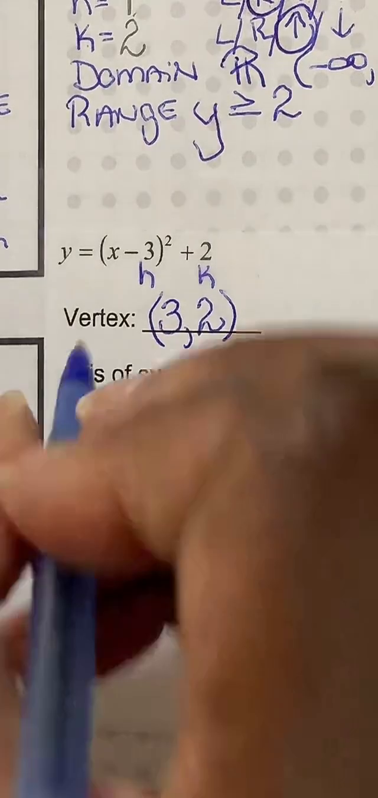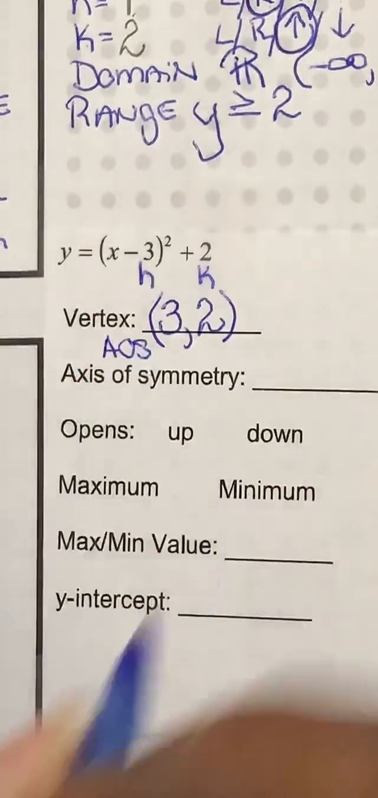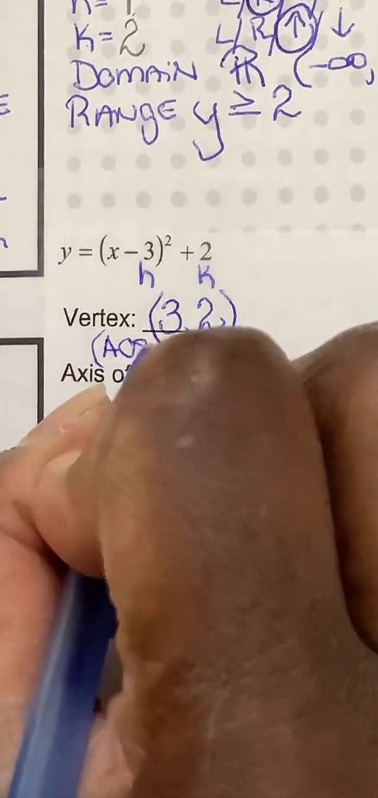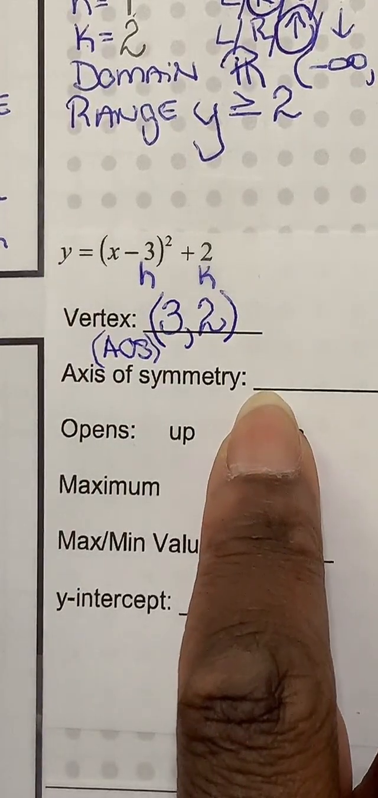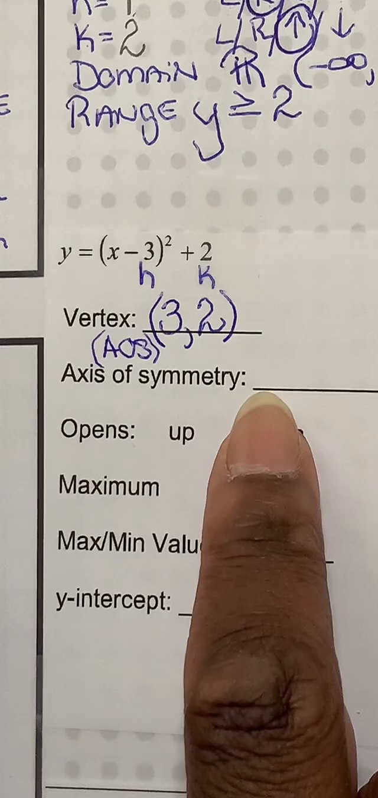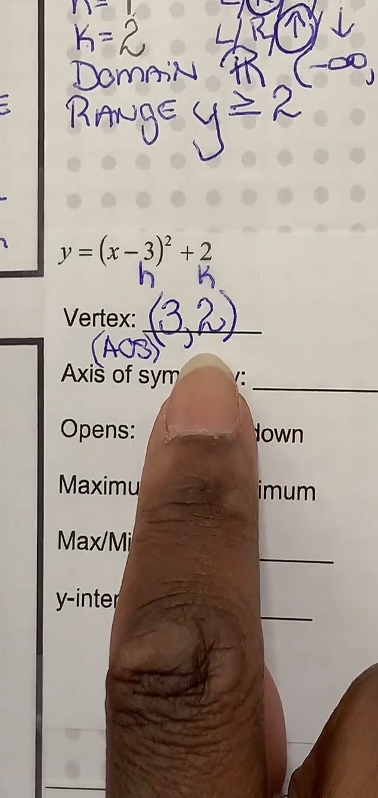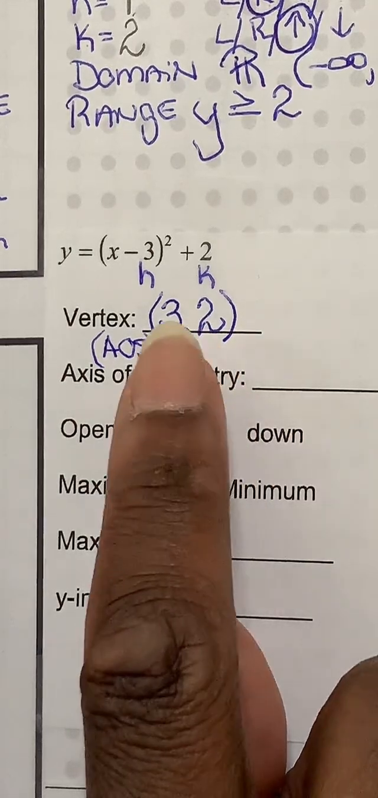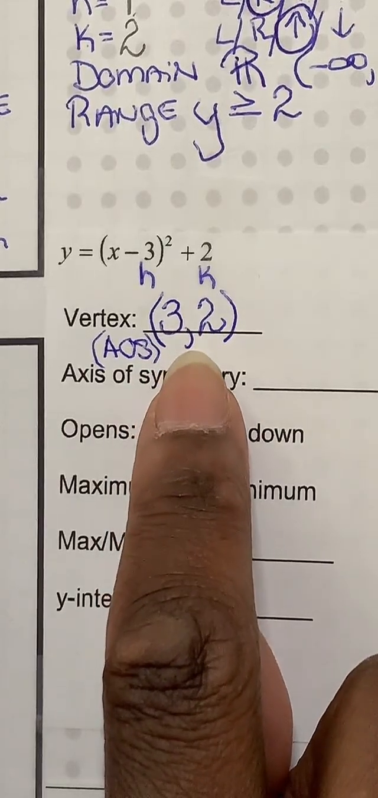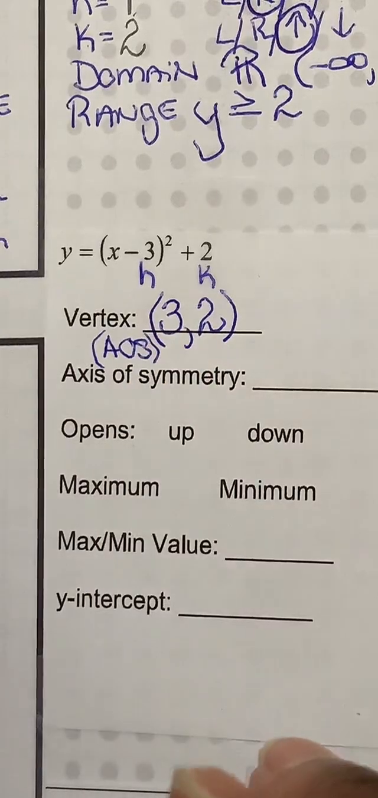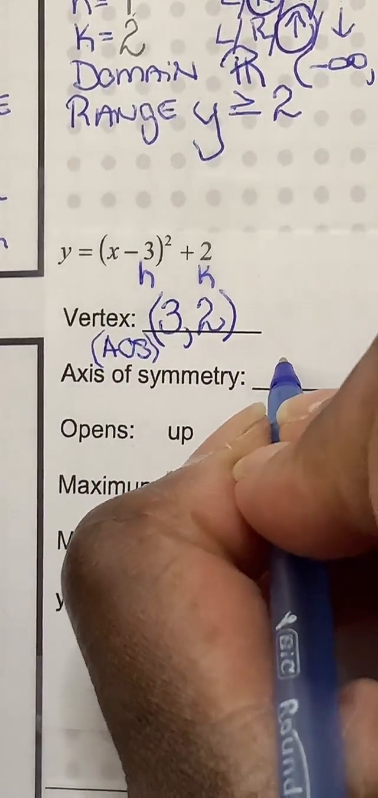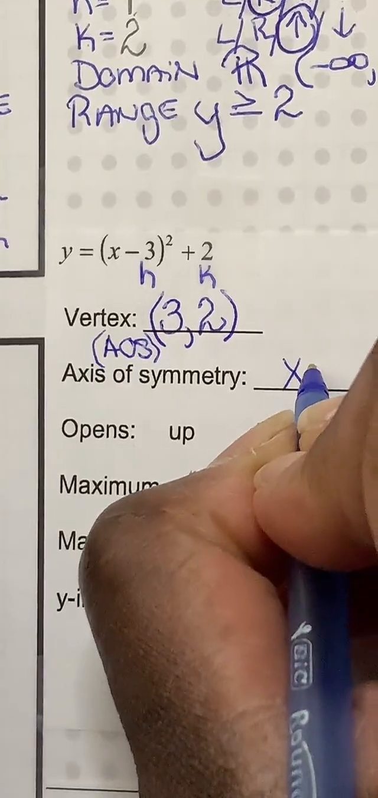Axis of symmetry. Some people will see it as AOS. Okay, that's what your axis of symmetry is. The axis of symmetry is a line that goes through the x-axis. So not only does it go through the x-axis, it also goes through your vertex. So it's going to go through the x of your vertex. So the axis of symmetry is always x equals, but x equals what?